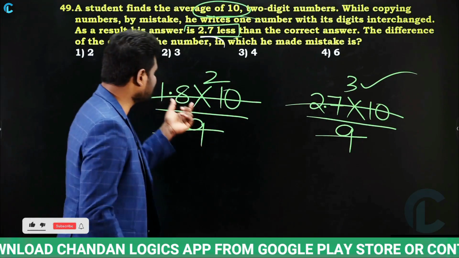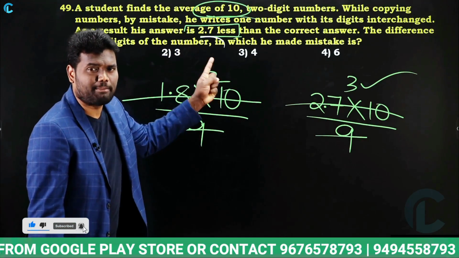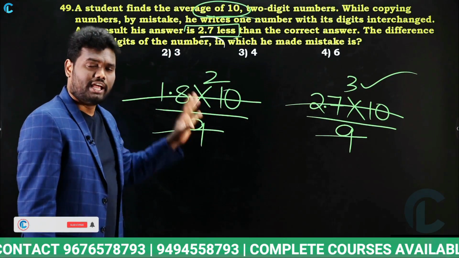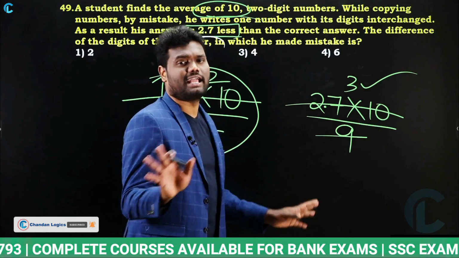Very simple. Just take whatever difference you got into 10. Why? Because you have 10 numbers. Divide by 9. Why? Because these are 2-digit numbers. If you do this calculation, you can get those answers much faster without doing any long calculation.